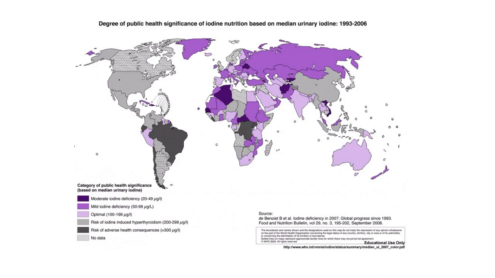Okay, so this is just a graph or a map showing different areas where we have the optimal amount of iodine, deficiency, and risk of hyperthyroidism due to too much iodine, right? And so you can see that we have various areas. A lot of the places that have deficiencies are going to be in a lot of third world countries.